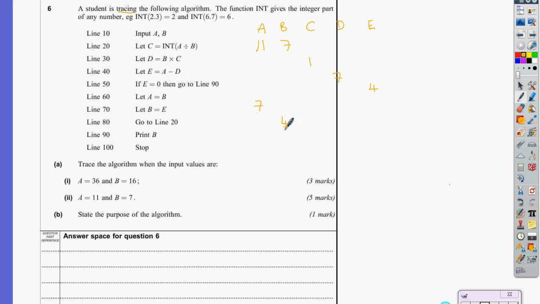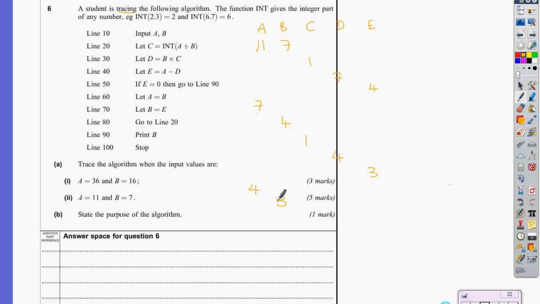7 divided by 4 is 1.75, so my C is 1 again. Let D equal B times C. B times C is 4. So that was D. So E equals A, which is 7, take away 4, which is 3. Still isn't equal to 0, so I'm going to have to do another line. So I'm going to go through here. So we've got let A equal B, which is 4. Let B equal E, which is 3.